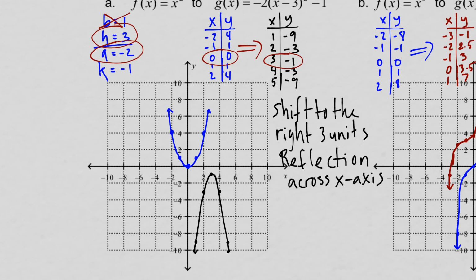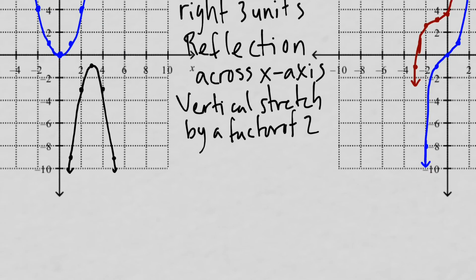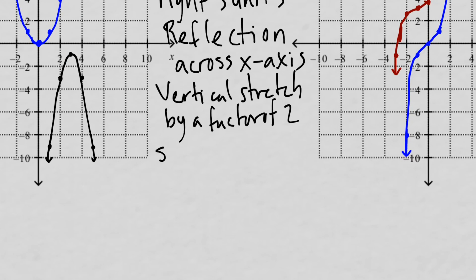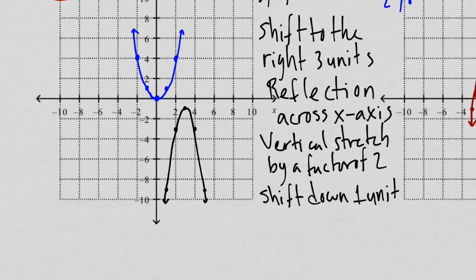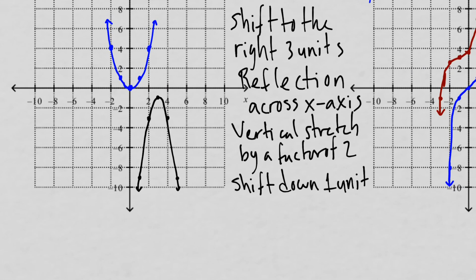Also the 2, right? There's two things here with A. If it's negative, it's a reflection. Then the number 2 also represents a stretch. So it's a vertical stretch, because it's A, by a factor of 2. And finally, K is -1. That's a shift down by 1 unit. Down 1 unit.